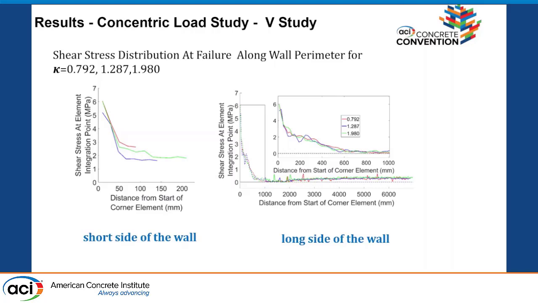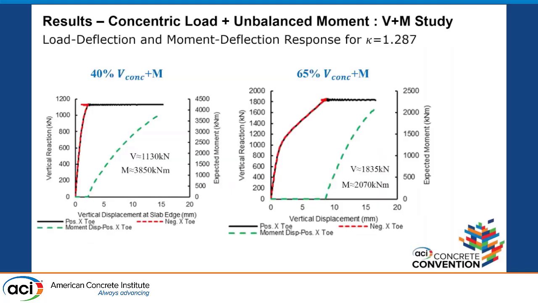So that was good. And then we did, of course, the V plus M study, and we did this for only one case of kappa equal to 1.287. And here you have applied vertical load, and then once the vertical load was constant, we applied the moment, up to failure. Now, the good news here is that these values are so large that none of the slabs will ever see them in real life.